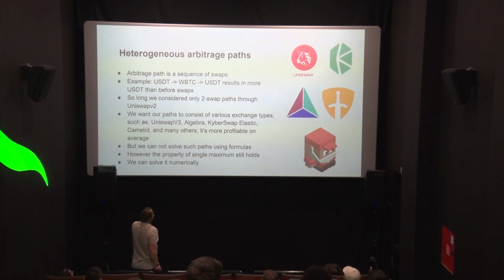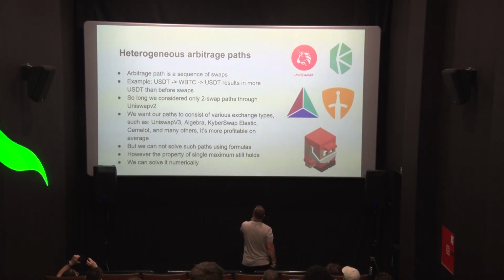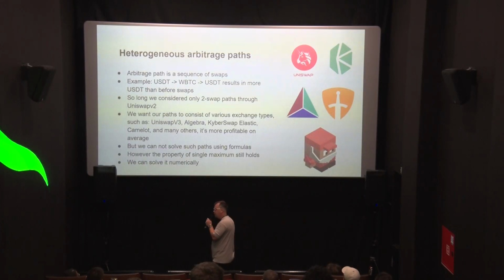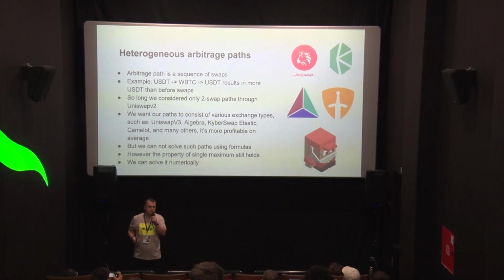But before this, let us introduce the notion of a path. A path is just a sequence of swaps. We've already seen an example of such a path before. On the previous slides, here is another example: we swap from USDT to BTC and then from BTC back to USDT. This is a two-swap path. We want our path to consist of various DEX protocols, like buying on Uniswap V2 and selling on Uniswap V3, because statistically arbitrage opportunities appear more often on such paths.